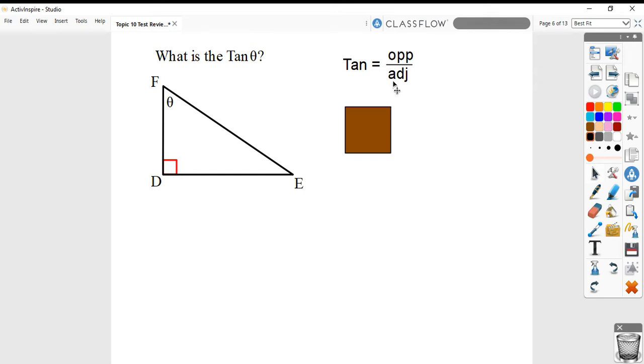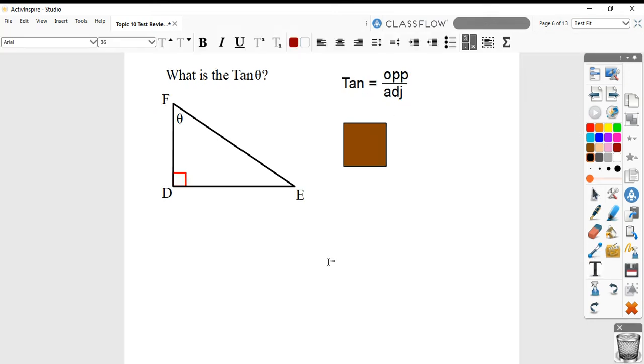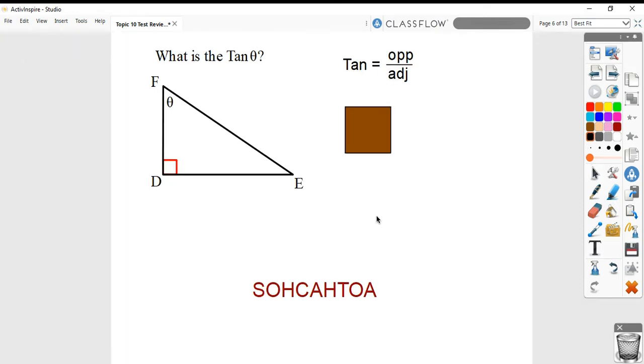Up next, we're looking at tangent. Y'all remember our SOHCAHTOA and what that always looks like? Okay, we've got it written down right here. Tangent equals the opposite over adjacent. That's what tripping on acid, the TOA, stands for right there. Tangent is opposite over adjacent.